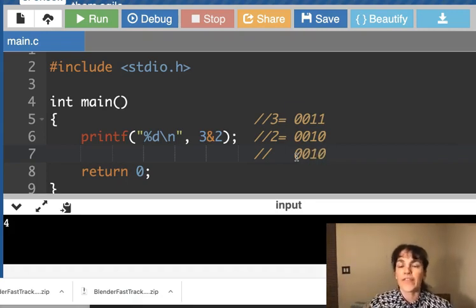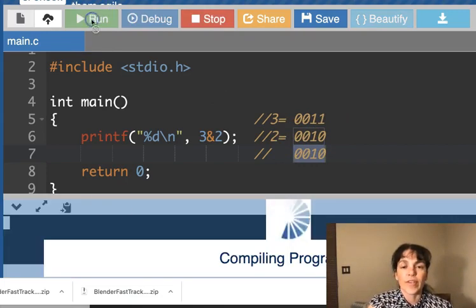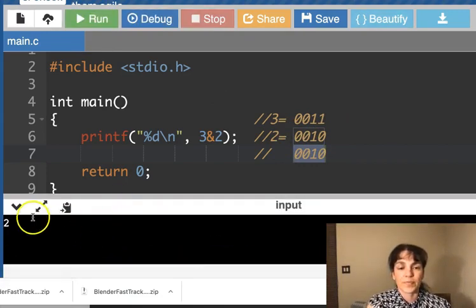And then finally, we'll have a 0 in the last position, because there 1's 1, 1's 0, and you need both of them to be 1s for the bitwise and to result in a 1. So the answer is going to match that 2. So we run it and we're going to see a 2.